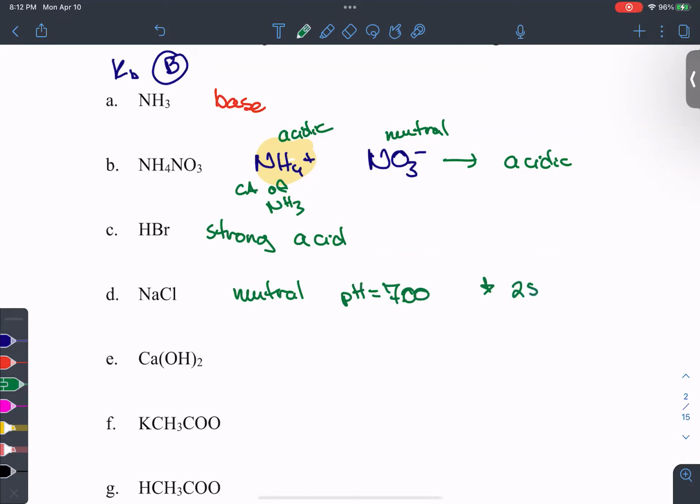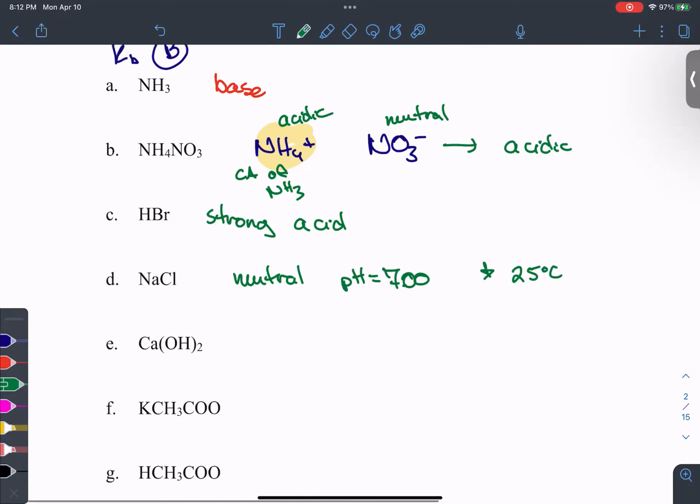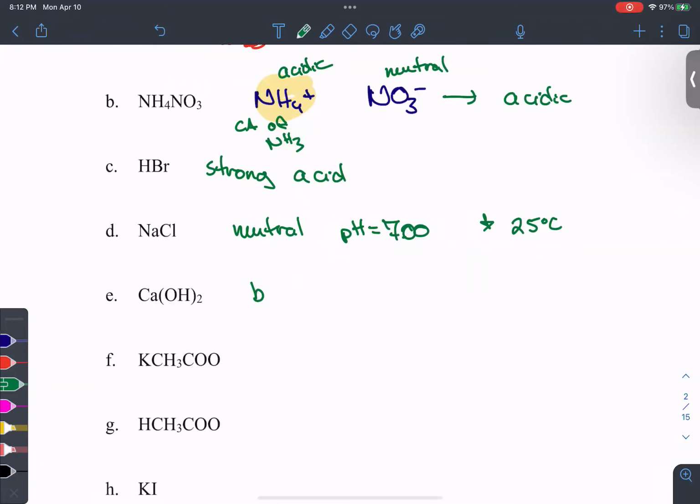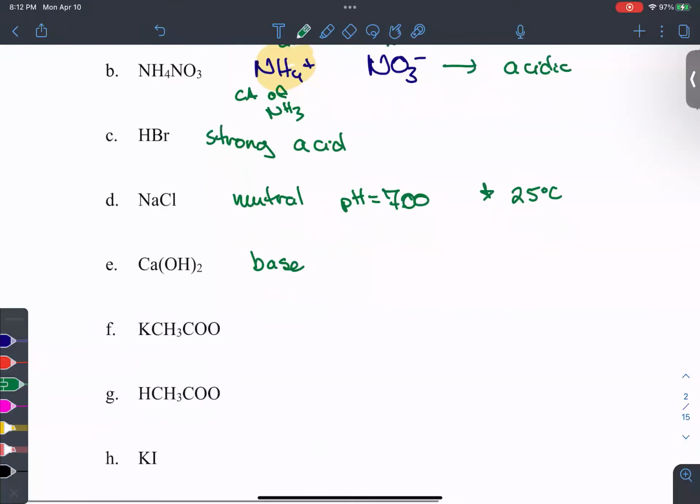25 degrees, yeah, so neutral water is only pH 7 at 25 degrees, only at 25 degrees. Okay, calcium hydroxide, what's that? That's a base, yes, or basic, whatever. All right, the next thing.